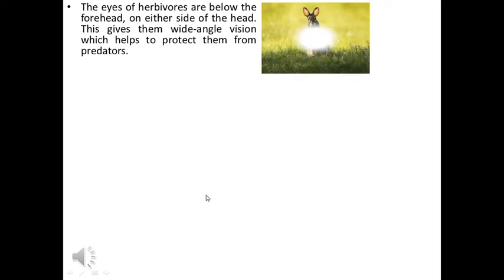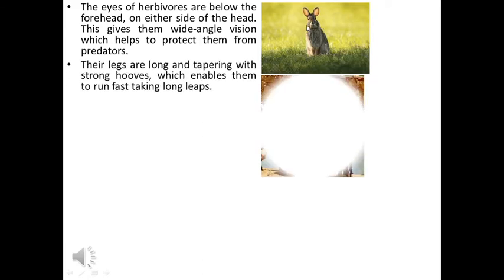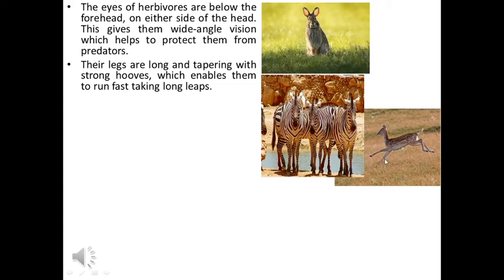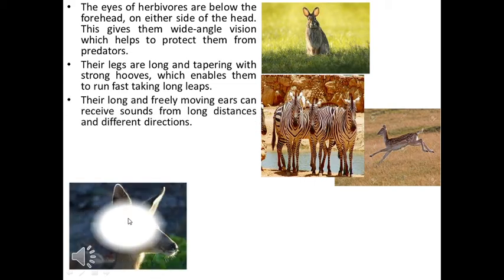Compared to the carnivores, the eyes of the herbivores are below the forehead on either side of the head. This gives them wide angle vision which helps them to protect themselves from predators. Their legs are long and tapering with strong hooves which enables them to run fast taking long leaps. Their long and freely moving ears can receive sounds from long distances and different directions.